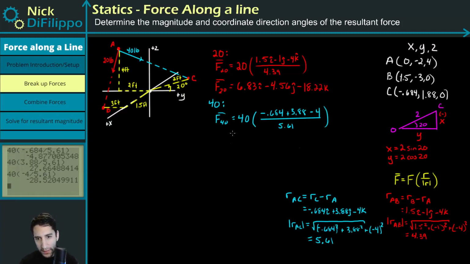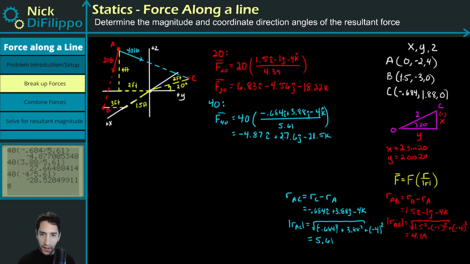So now this is going to be equal to minus 4.87 I. Oops, I forgot these here. So this is an I, this is a J, and this is a K. So minus 4.87 I plus 27.6 J minus 28.5 K.